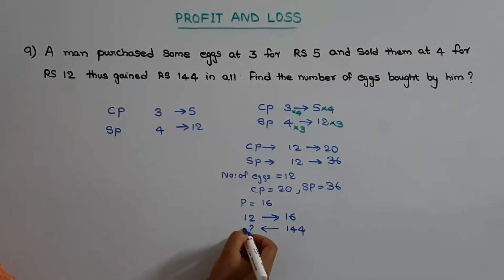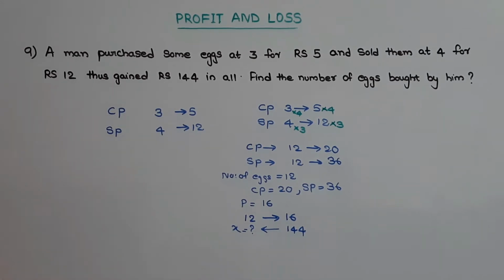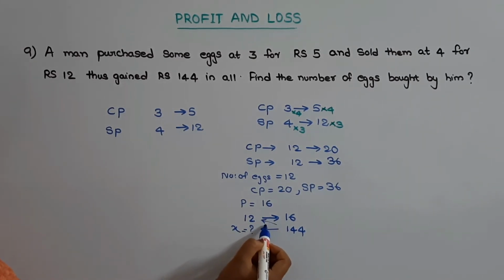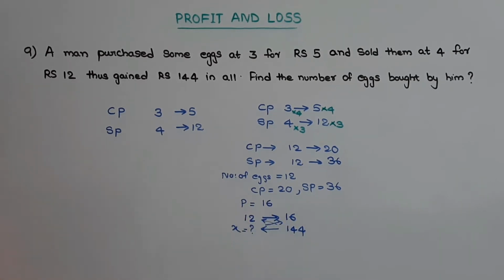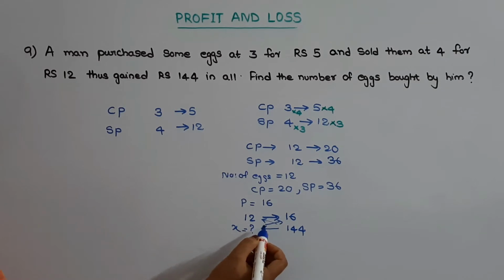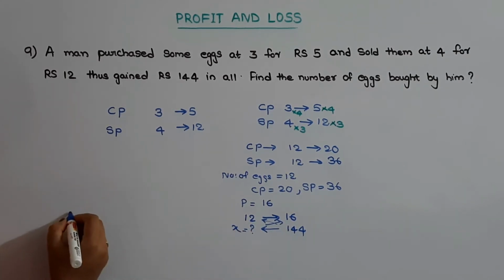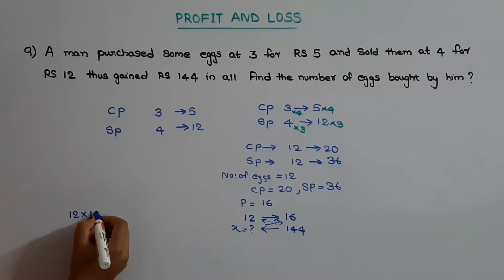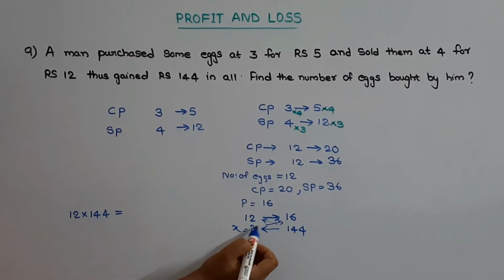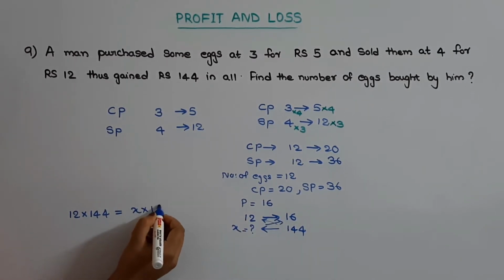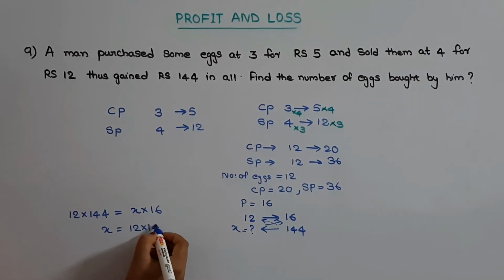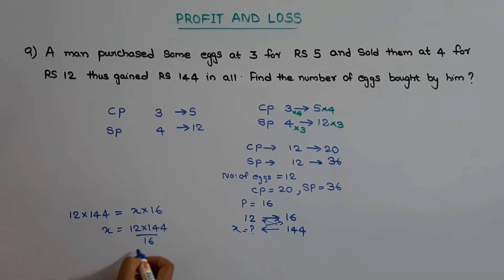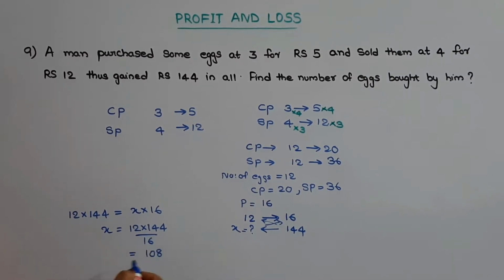Consider this as x. We can find it out by cross multiplying, since the number of eggs and profit are directly proportional. So 12 into 144 is equal to x into 16. From this, x will be equal to 12 into 144 divided by 16, that is equal to 108. So the total number of eggs is equal to 108.